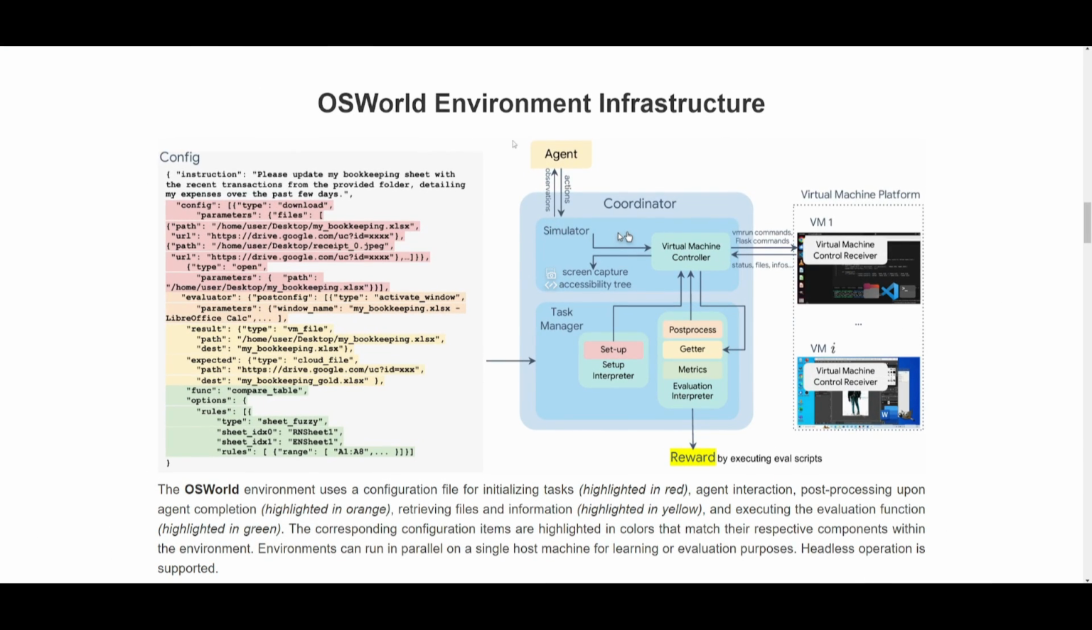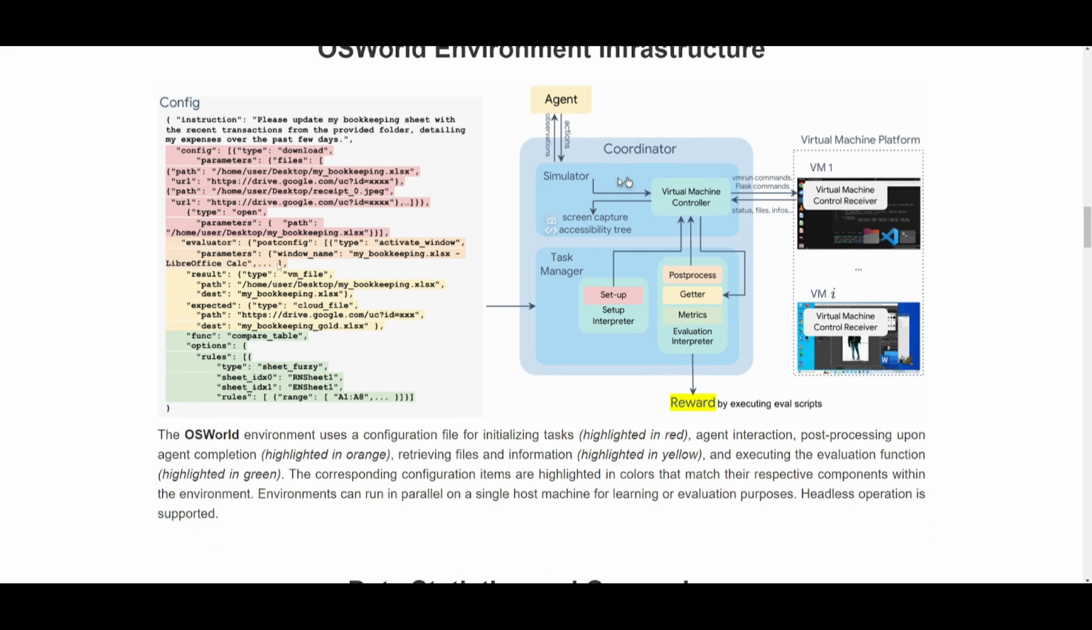Let's take a look at the OSWorld environment infrastructure. It's something that operates using configuration files, and it is handled for various tasks as well as interactions. There are different components within the environment, and they're highlighted in specific colors for clarity. This configuration file is managing tasks in initialization, which is highlighted in red. You have agent interactions and post-processing after agent completion, which is in orange. You have retrieval of files, which is highlighted in yellow. And lastly, you have the execution of the evaluation function, which is highlighted in green.